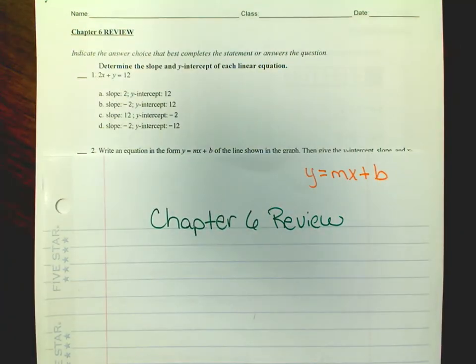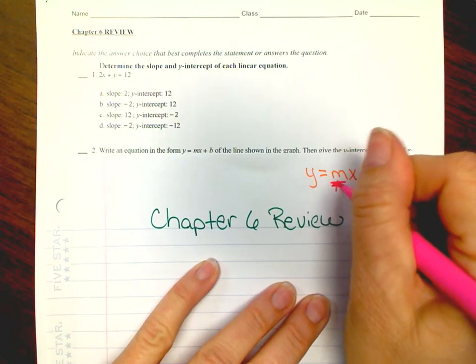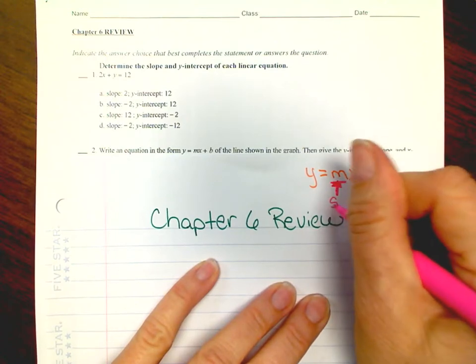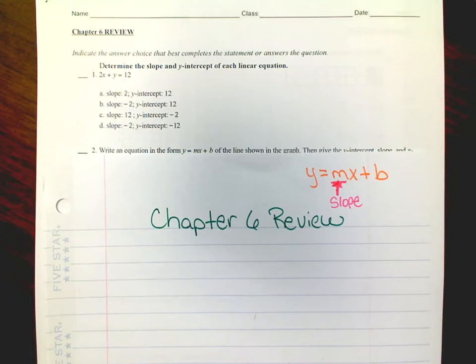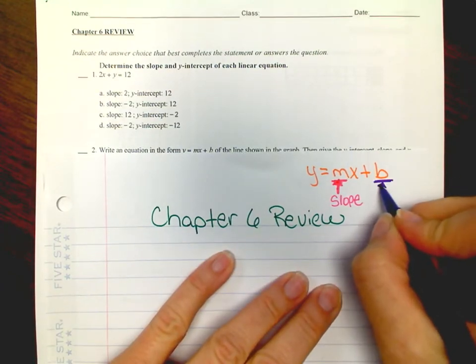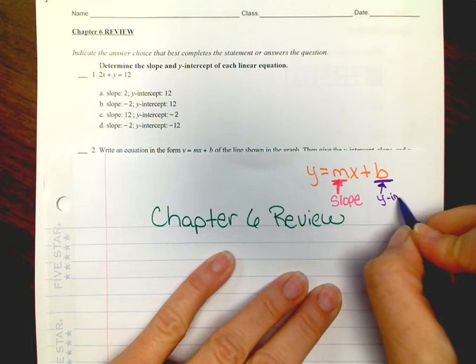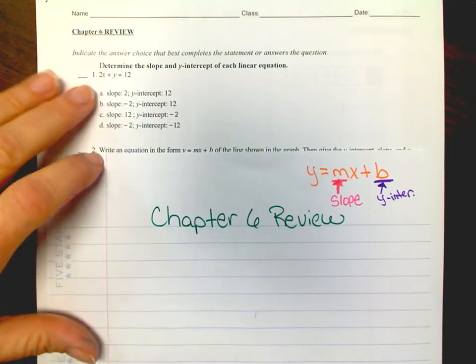And you have to remember that m is slope and b is your y-intercept, which means that line is going to cross over the y-axis at that point. Okay, so let's look at number 1.